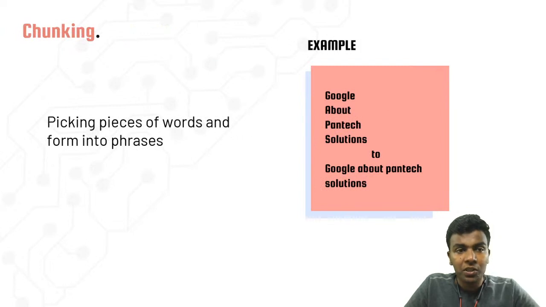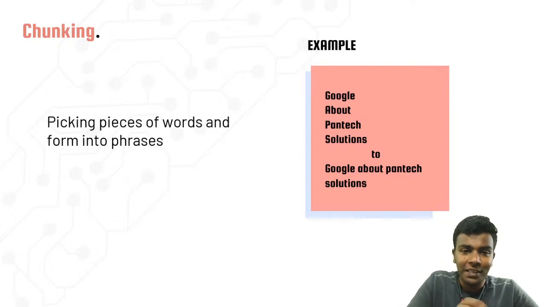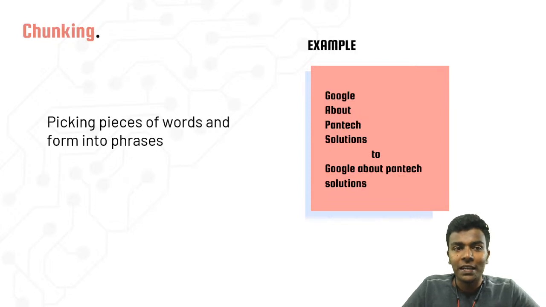And then there is another process called chunking. Chunking is like the opposite of one terminology we saw before, ten or fifteen minutes ago. Picking pieces of words and forming them into phrases. What is the opposite of that terminology? You can post your answers in the live chat.